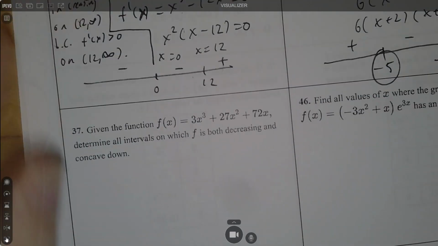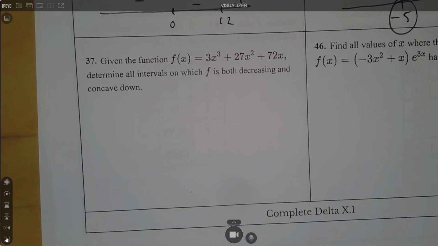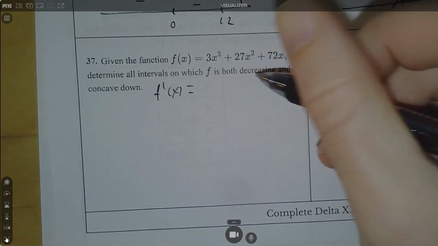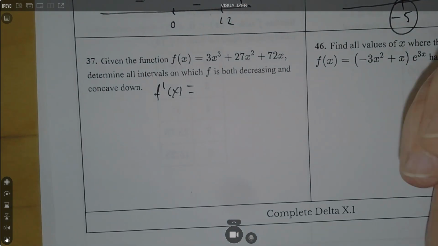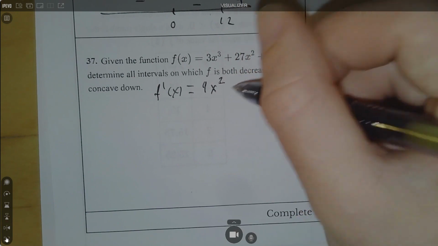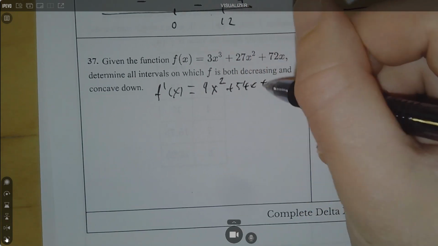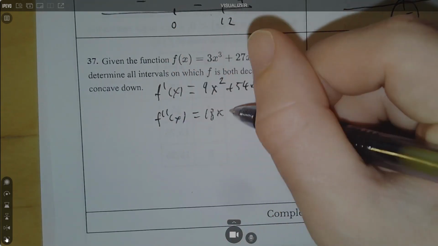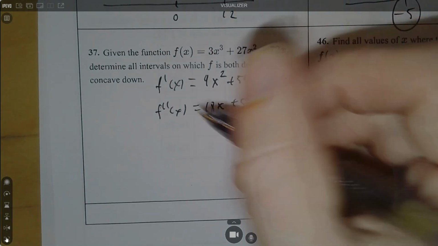Okay, keep going here. Given the function f of x equals 3x to the third plus 27x squared plus 72x, determine all intervals on which f is both decreasing and concave down. This is a little bit more of a tough one. You have to find both the first and second derivative because you need to find both where it's decreasing and its concavity. The first derivative is 9x squared plus 54x plus 72, and the second derivative will be 18x plus 54.